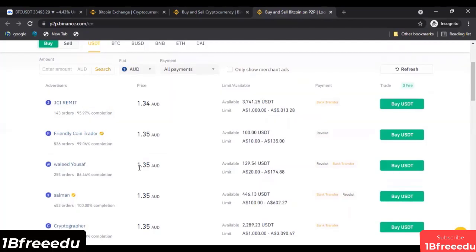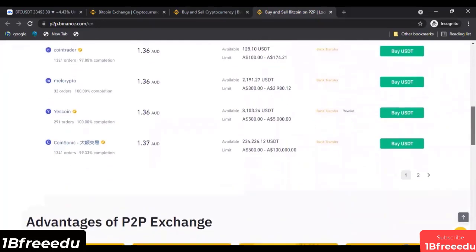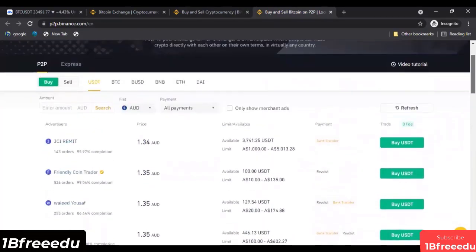And even if you want more security, you can buy and sell only from those who are verified, like this man, and like this man as well. So this is how you can buy in another way.